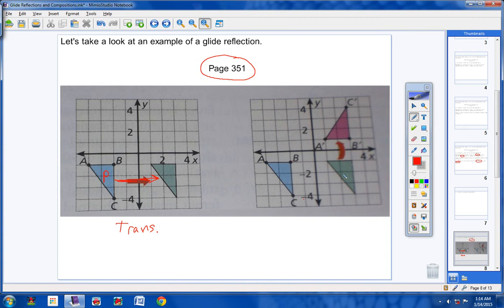Then they took the green triangle and they reflected it in the x-axis. So they flipped it around the x-axis so it landed here. Well, that's called a reflection. A reflection in the x-axis, okay? So this is an example of a glide reflection.